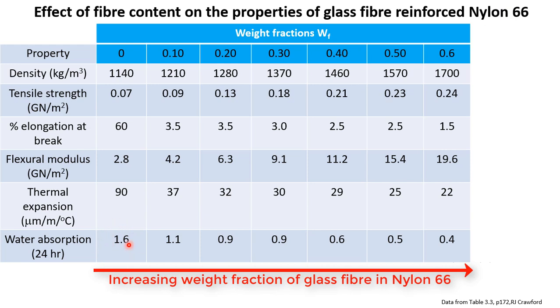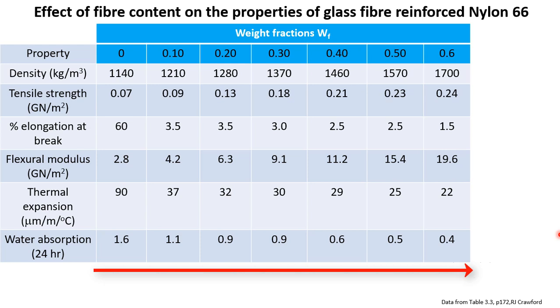It can take in 1.6% of its weight in 24 hours. After adding glass fiber, the water absorption can be reduced, and it reduces to 0.4 for 0.6 weight fraction. So we can see that adding glass fiber or any kind of filler material has advantages not only in mechanical strength but also in other physical properties which are very important for mechanical design.